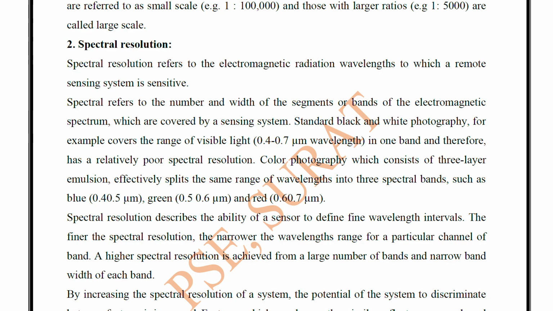Color photography, which consists of three emulsion layers, effectively splits the same range of wavelengths into three spectral bands such as blue, 0.4 to 0.5 micron, green, 0.5 to 0.6 micron, and red, 0.6 to 0.7 micron. Spectral resolution describes the ability of sensors to define fine wavelength intervals. The finer the spectral resolution, the narrower the wavelength range for a particular channel or band. A higher spectral resolution is achieved from a large number of bands and narrow bandwidth of each band.